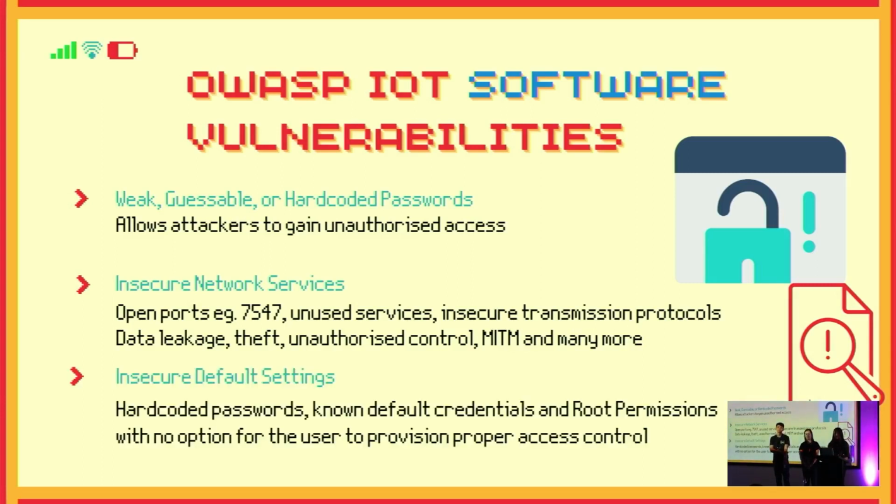Next is insecure default settings. This includes, again, hard-coded passwords as well as known default credentials of the embedded device. So usually a lot of users don't really bother to change or strengthen their password once they get the device. They just have default passwords, and there might even be super admin default credentials that you didn't even know about, which are publicly on the internet. You can just Google for the embedded device model and find the default credentials and then just try to exploit and log into the device that way.